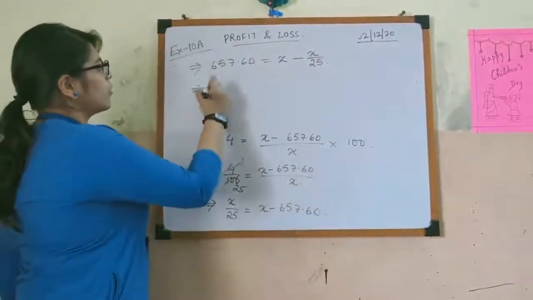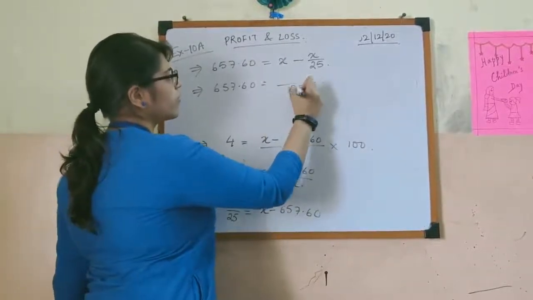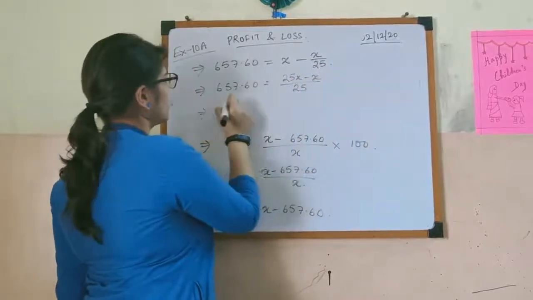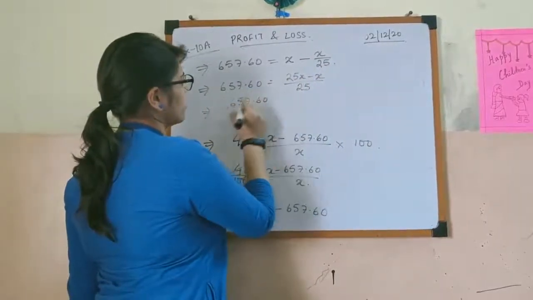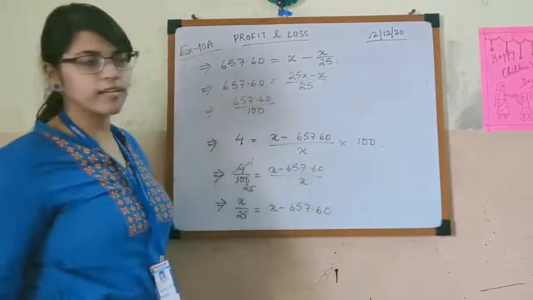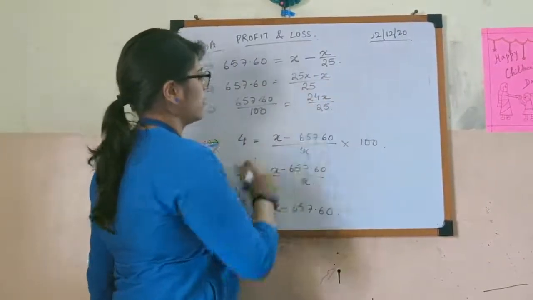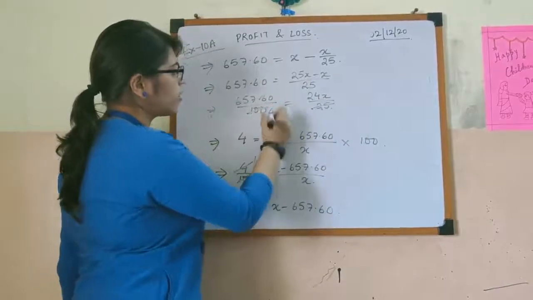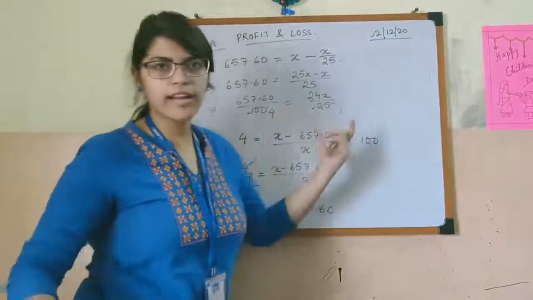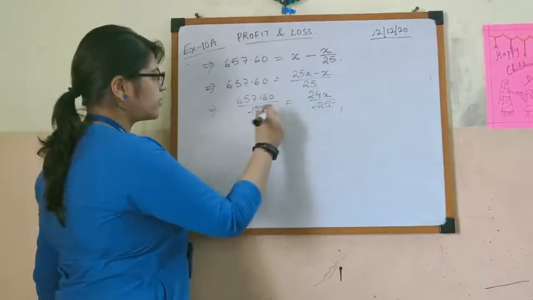Okay. So now 657.60 is equals to, if I take 25, so this is 25x minus x. So that is 24x. So for removing this point, I can take a 100 here in the denominator, and this will become 24x by 25. So with 25, if you cancel, this will give us 25, 4 is 100. Both side denominator in the equation, we can cancel them. Okay. So now with 4 you can cancel it.